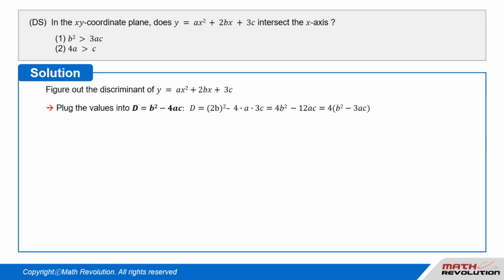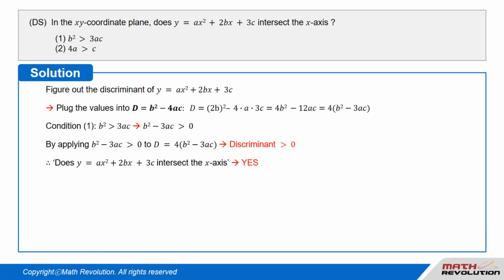Let's first figure out the discriminant of the equation y equal to a times x squared plus 2 times b times x plus 3 times c. If we plug the corresponding values into the formula for the discriminant, we get D equal to 2 times b whole squared minus 4 times a times 3 times c, equal to 4 times b squared minus 12 times a times c, that equal to 4 times whole of b squared minus 3 times a times c.